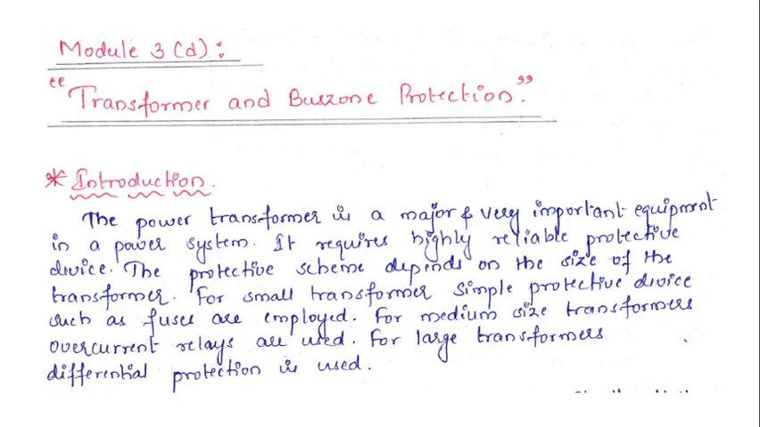For small transformers, simple protective devices such as fuses are employed. For medium size transformers, overcurrent relays, which we have already discussed, are the devices. Whereas for larger size transformers, differential protection is used. So this is about the introduction to the protection of the transformer.